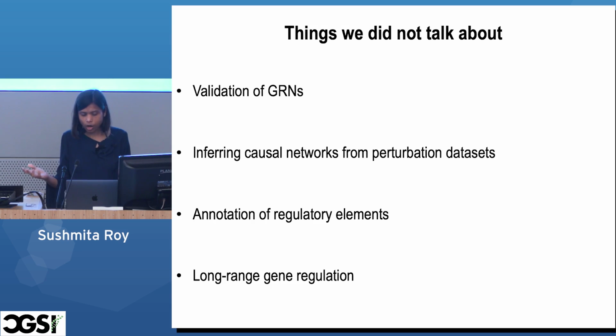Some things that we didn't talk about but are very important are validation of gene regulatory networks. How do we do it in a systematic, high throughput way? Causal networks, and now with Perturb-seq data available, maybe we can infer gene regulatory networks, but maybe Harold has other thoughts. I could try to find him. Some things that I also didn't talk about are annotation of regulatory elements, which are key components of gene regulatory networks, and long-range gene regulation.